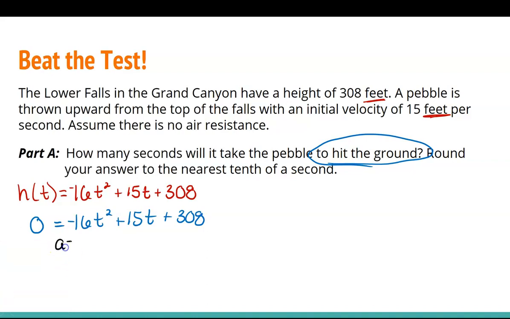So we'll definitely still have an A equal to a negative 16, a B equal to 15, and a C equal to 308. So I would encourage you, now that we've set this problem up, to try it on your own. And the answer will be in the next video.